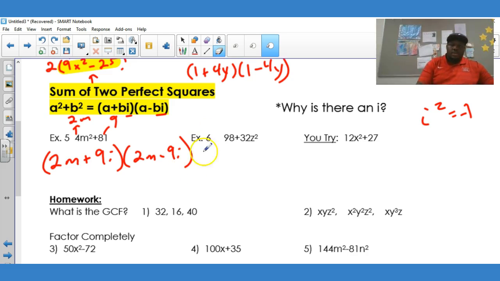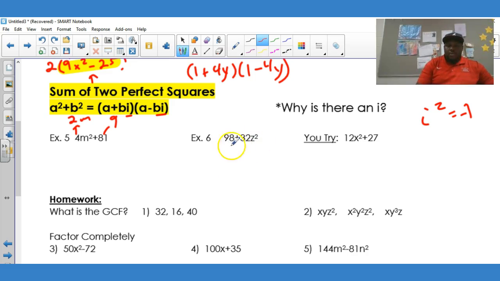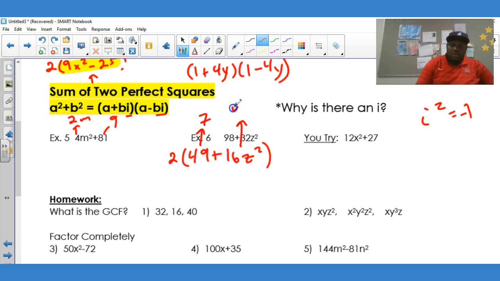Exact same steps. You just got to include your i, okay? Over here, first of all, 98 is not a perfect square, and nor is 32. So I'm going to ask, what can I divide this by to have a perfect square? I think 2. So if we factor out a GCF of 2, 98 divided by 2 is 49, and 32 divided by 2 is 16. Now 49 is a perfect square, and the square root of that is 7. 16z squared is a perfect square, and the square root of it is 4z.